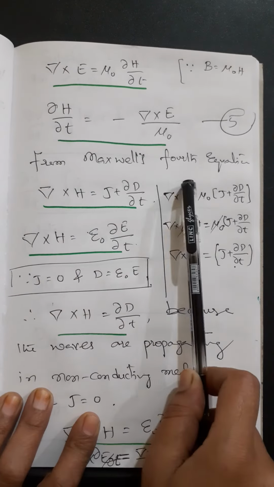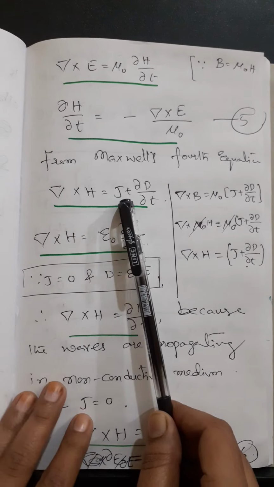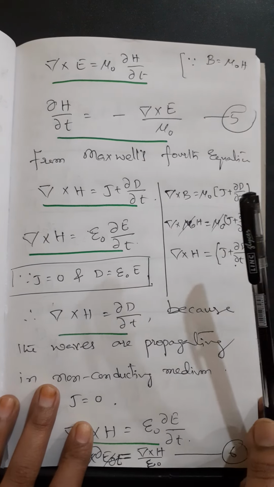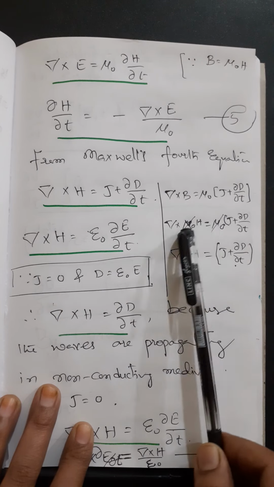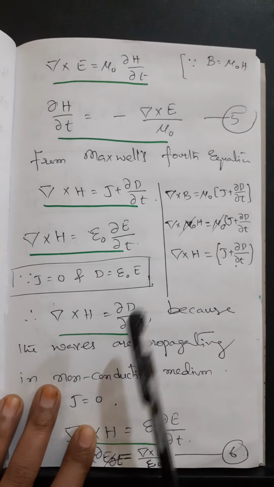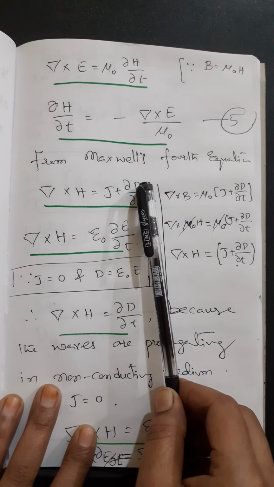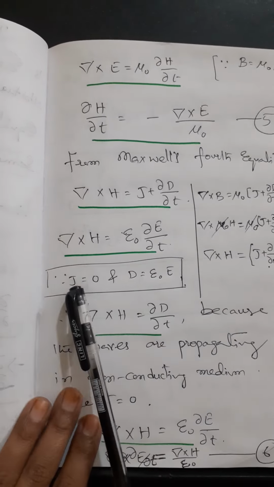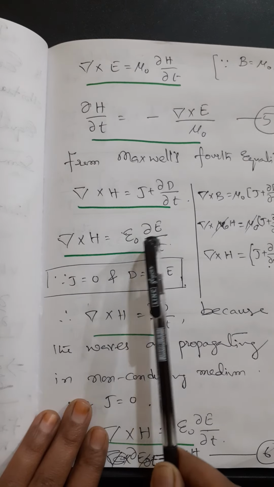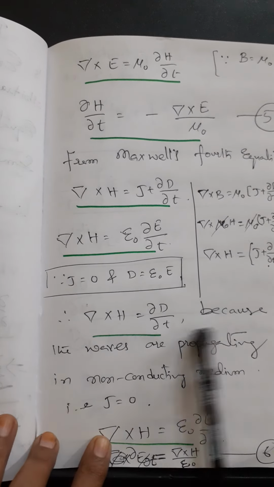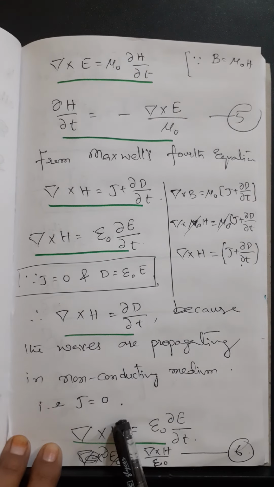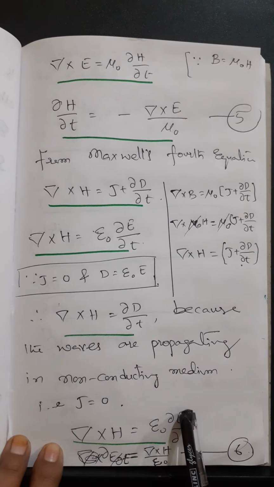Now from Maxwell's fourth equation we can write del cross H is equal to J plus ∂D/∂t, because del cross B is equal to μ₀ J plus ∂D/∂t. B is μ₀H, so μ₀ gets cancelled. Again, this is a non-conducting medium, so J is equal to 0 and D is equal to ε₀E. Substituting the D value, del cross H is equal to ε₀ ∂E/∂t. I wrote J equal to 0 because the waves are propagating in a non-conducting medium.